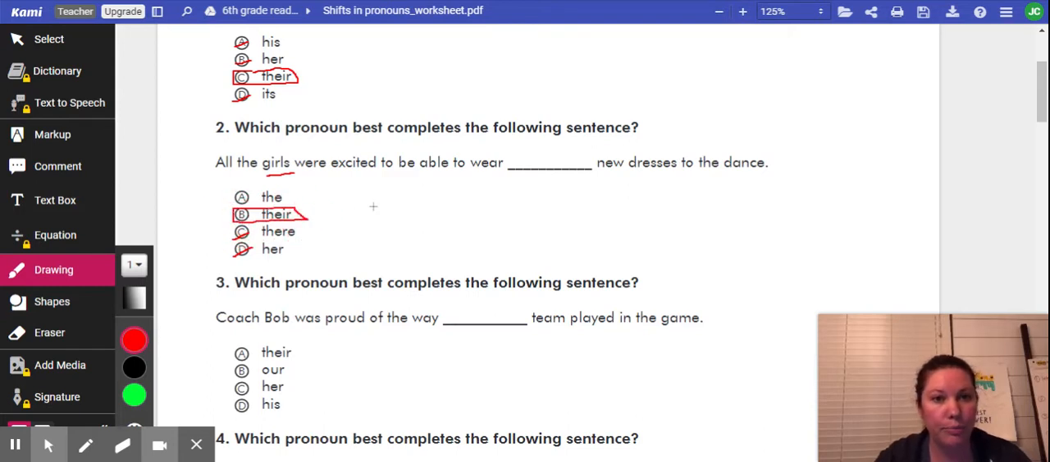The is an article, not a pronoun. And the question is, which pronoun best completes the following sentence?